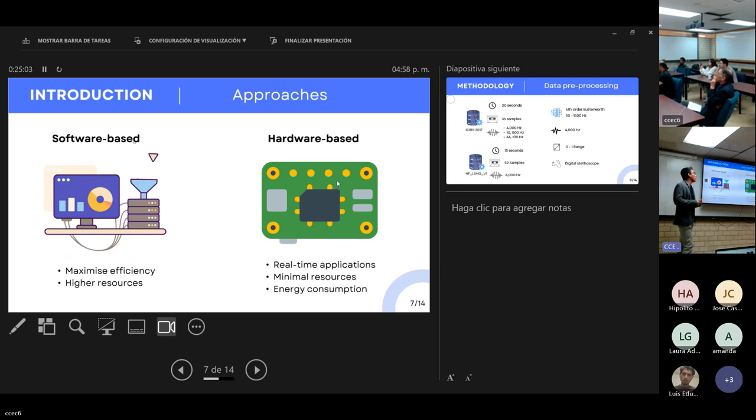In the hardware-based approach, the focus is commonly to develop real-time or online applications, wearable devices, or portable devices. So in this approach, we focus on minimal resources and energy consumption. We have to be careful with the resources because we are limited. So following this approach, we will focus on finding the simplest way to solve the same problem with almost the same efficiency. So for this work, we will focus on a hardware-based solution.